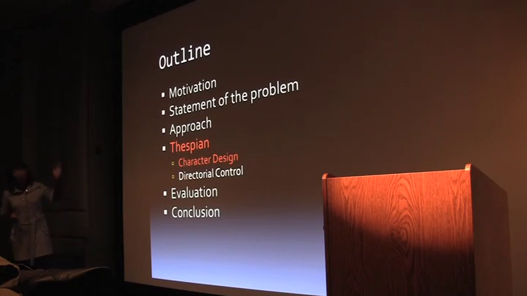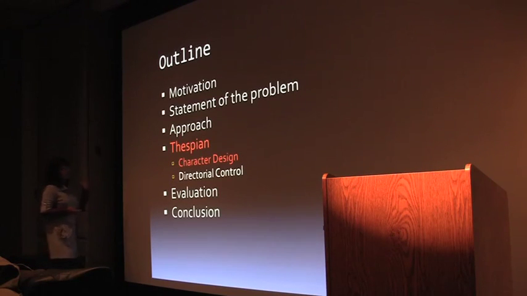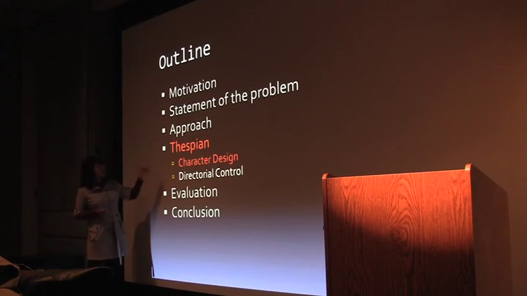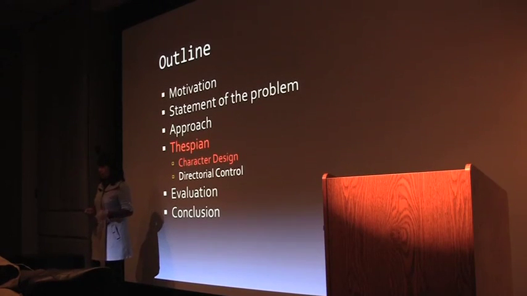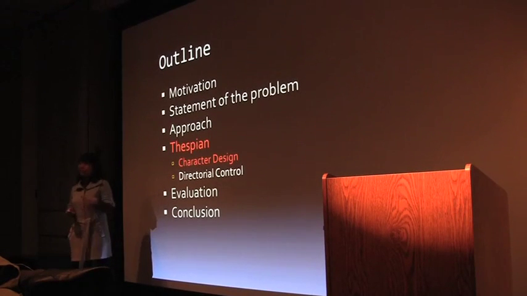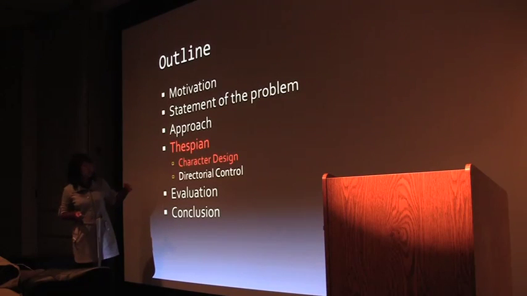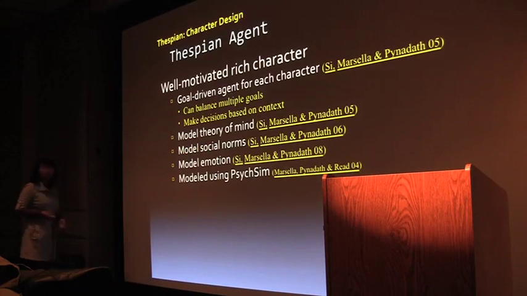I've gone over the motivation and stated the problem. That's the high-level approach that I just explained. And now I will go into detail into the Thespian framework and start explaining how we model the characters and how we enable the framework, or the director agent in particular, to achieve directorial control. So let's first look at character design.